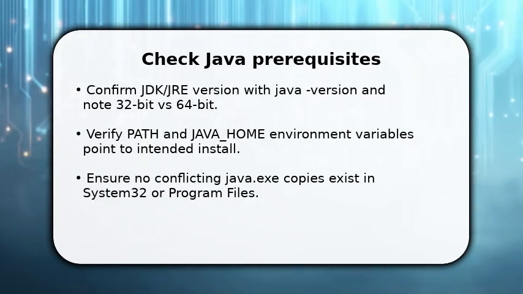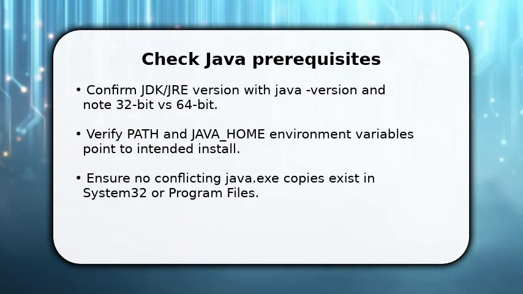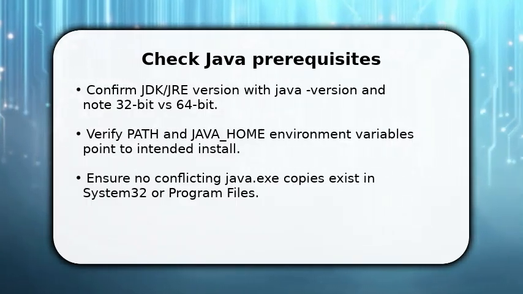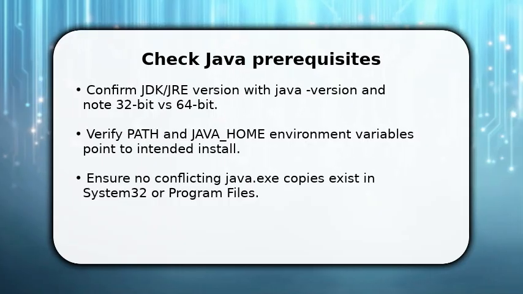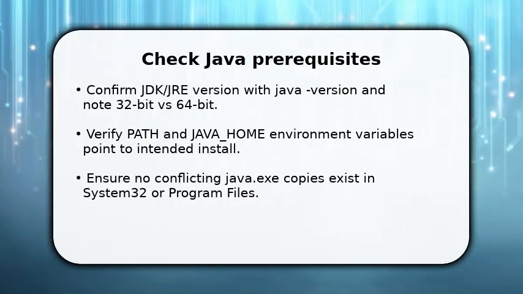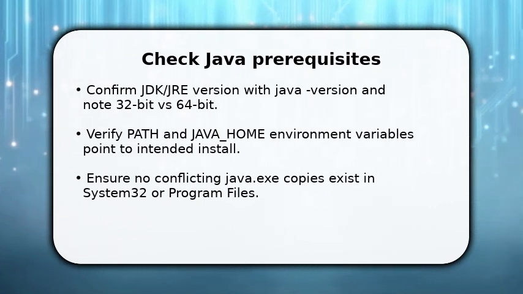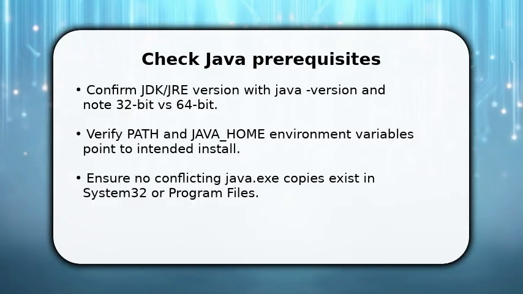Also search common conflict locations like C:\Windows\System32 and Program Files for stray java.exe and remove or rename them so the correct runtime is first in path. This prevents the launcher from invoking the wrong binary and saves time when you continue to repair.